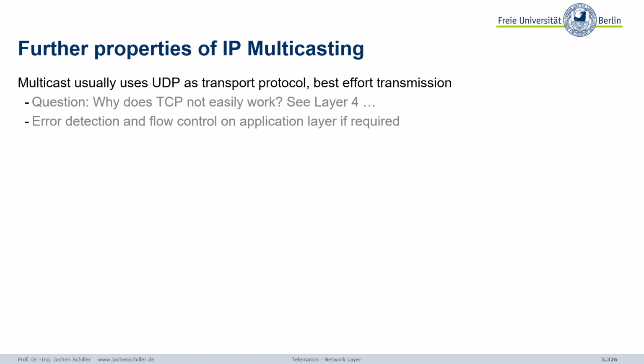Typically, we also do not apply any error detection or flow control on the lower layers; if required, then on the application layer. The reason is that if we have many participants, we may have so many different requirements, also in flow control, etc. So we cannot throttle, for example, the traffic flow if one of the receivers has problems.